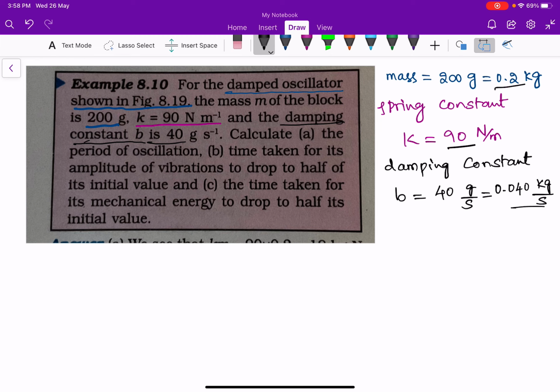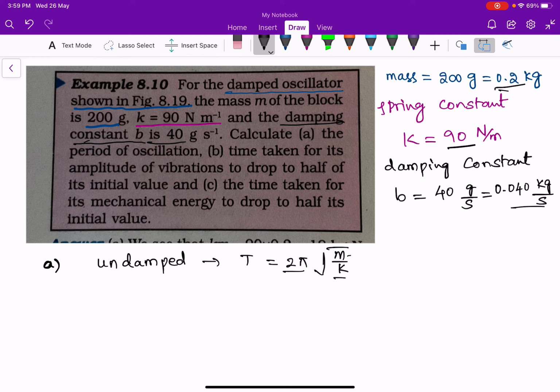Now, the period of oscillations. What is the period of oscillations? In order to find the period of oscillations, in the undamped case, we can find the period of oscillations equal to 2 pi under root of m by k. We know the 2 pi value, and the m value and k value are also given.